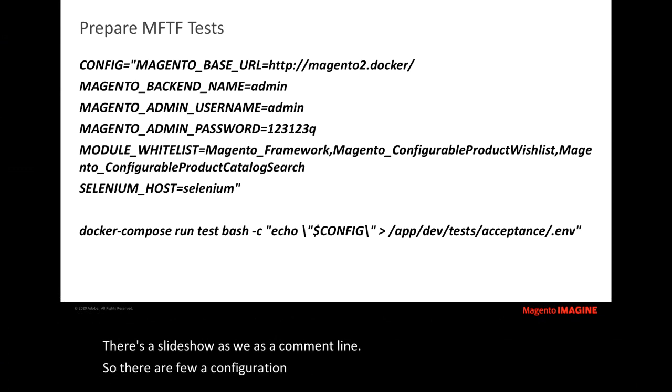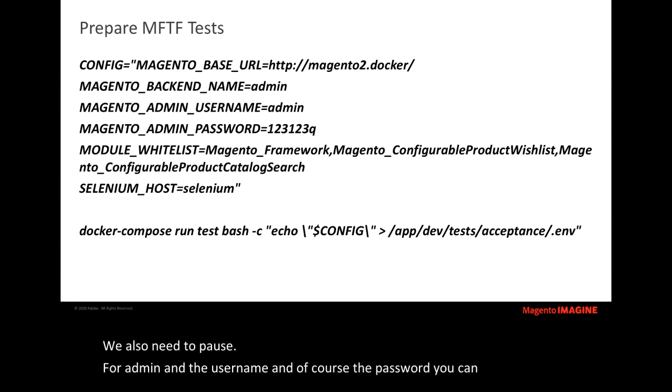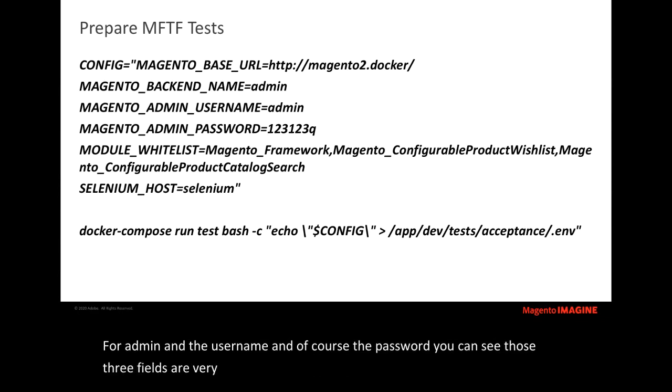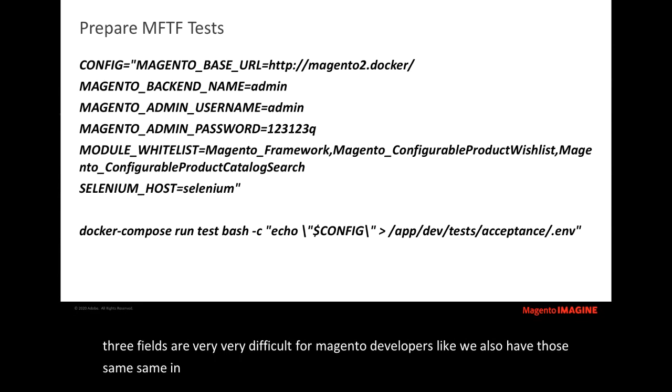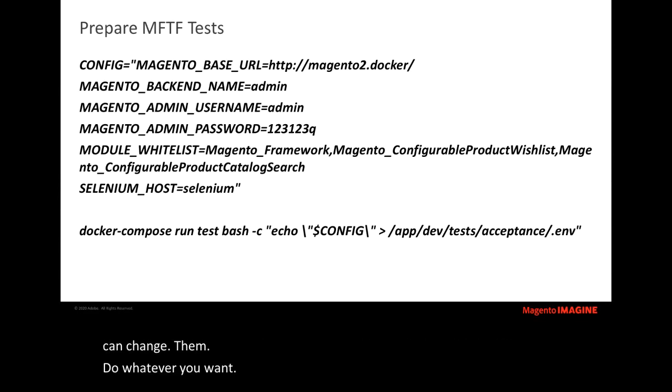It is the base URL, which represents our up and running Magento Cloud Docker instance. We also need to pass the backend name for admin and the username, and of course the password. Those three fields are very default for Magento developers, because we also have the same in the default Magento Cloud Docker installation, but of course you can change them to whatever you want. And if you change them, you will have to change your MFTF configuration as well.